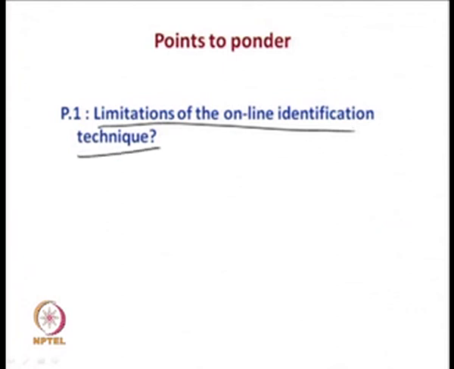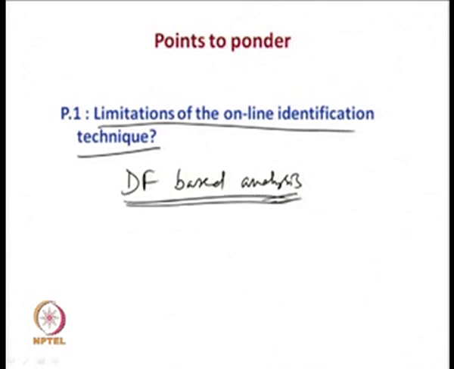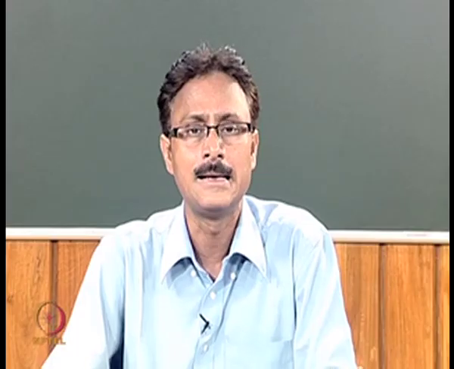Now, what are the limitations of the online identification technique? One major limitation is that we are using describing function based analysis. The describing function does not yield a larger number of equations, therefore one has to assume SISO transfer function models having fewer unknowns. That is all. Thank you.